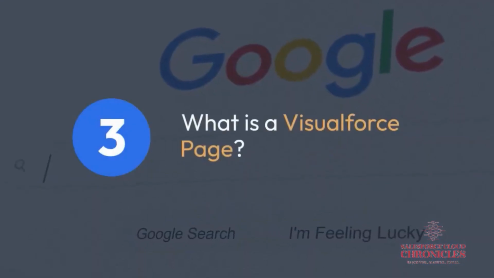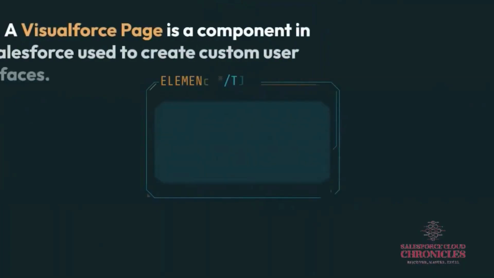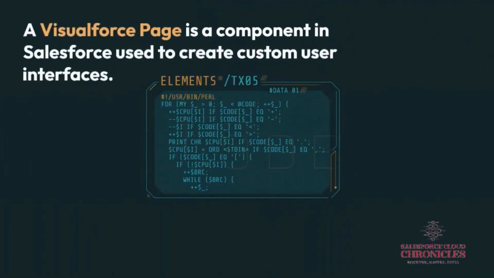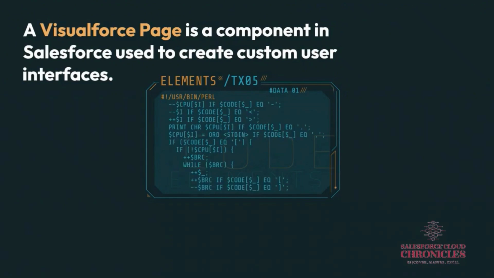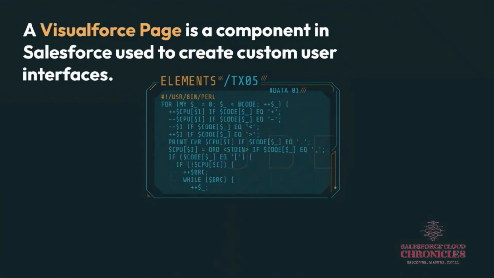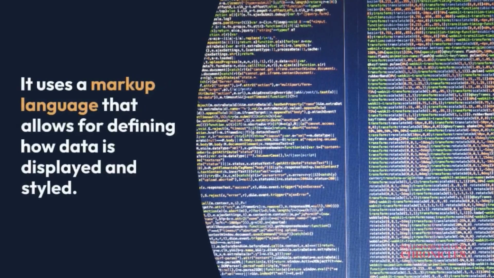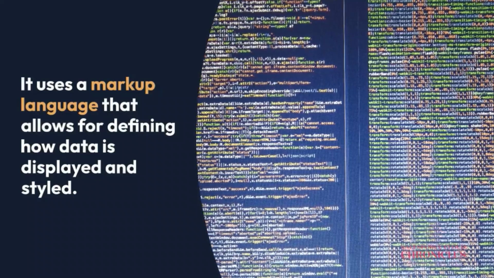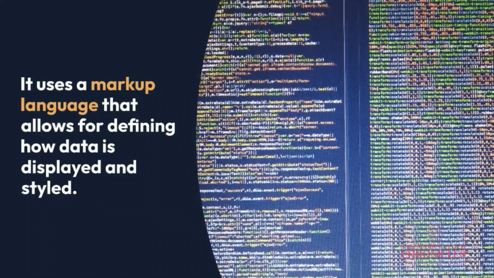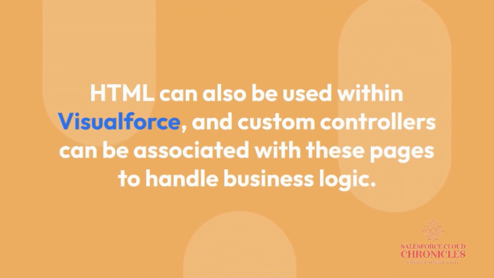Question 3. What is a Visualforce page? A Visualforce page is a component in Salesforce used to create custom user interfaces. It uses a markup language that allows for defining how data is displayed and styled. HTML can also be used within Visualforce, and custom controllers can be associated with these pages to handle business logic.